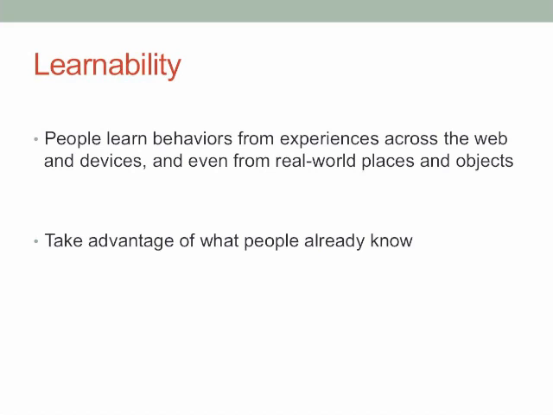People learn behaviors from experiences across the web and devices, and even from real world places and objects. We take our experiences with us and attempt to apply them in similar situations. For example, pushing a button in the real world. With perceived affordances, they are represented metaphorically or analogously in digital form. Hence, it is useful to take advantage of what people already know.